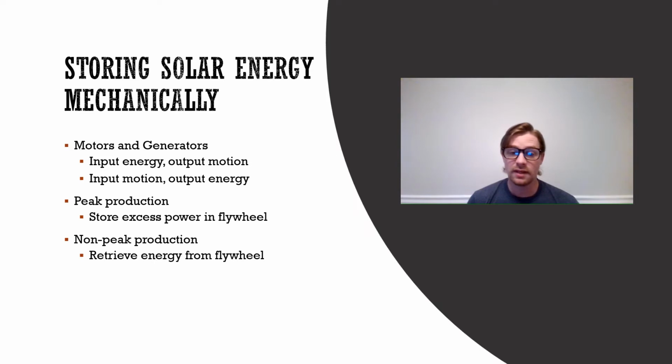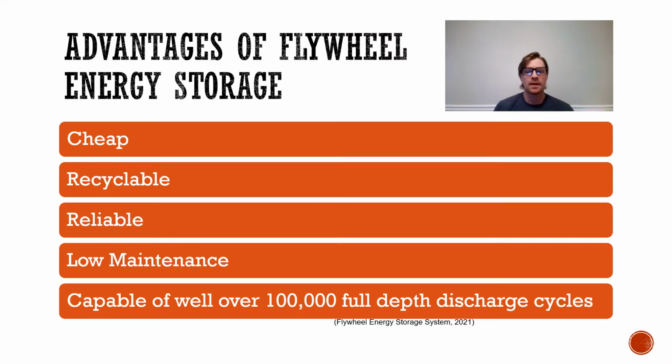During periods of peak production, we can take some of this excess energy, run the motor to input energy into the flywheel and spin it as fast as it's designed to go. Then later, during cloud cover or a lull in the wind for a wind installation, we can extract that energy by using the mass of the flywheel to rotate the generator and output energy to supplement what's on the grid. So what are the advantages of flywheel energy storage?